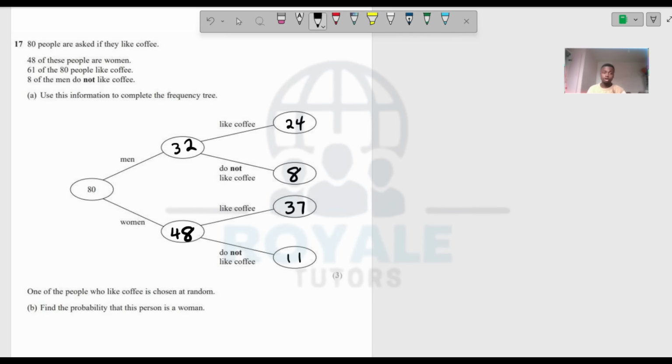Now, for this B question, we always have this kind of question when we have a tree like that. You have a follow-up question, and people sometimes get it wrong. The most important part of this question, I tell you, is this part.